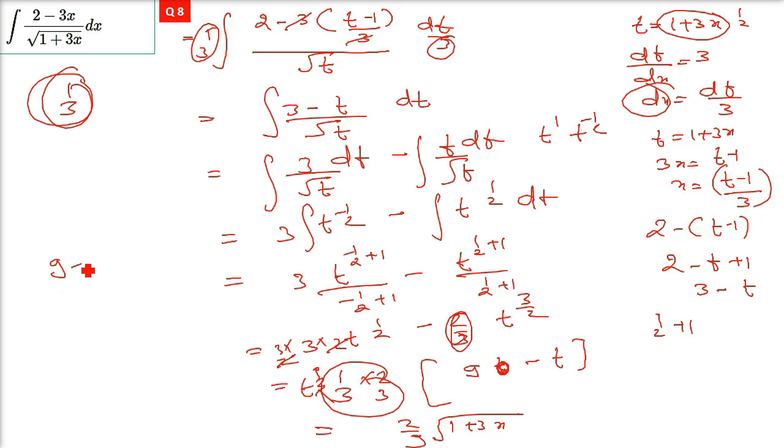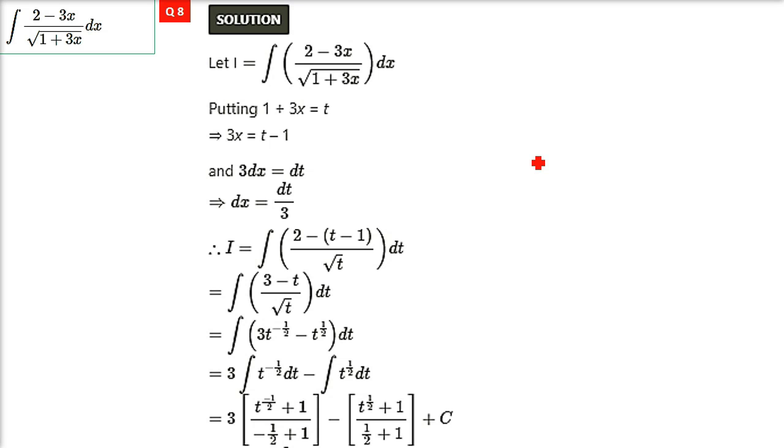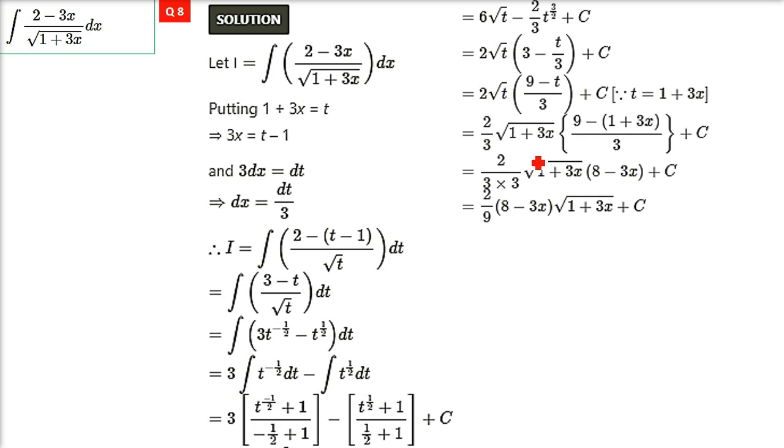So this is 9 minus 1 plus 3x, and in place of this 1 minus 3x. So it becomes 8 minus 3x. So the numerator will be 2 by 9 under root 1 plus 3x, 8 minus 3x plus c. It has become so much easier now. I'll show you another approach also just now. The answer will come the same. So this is the way. The steps are more here, I have taken fewer steps, but the concept remains the same.